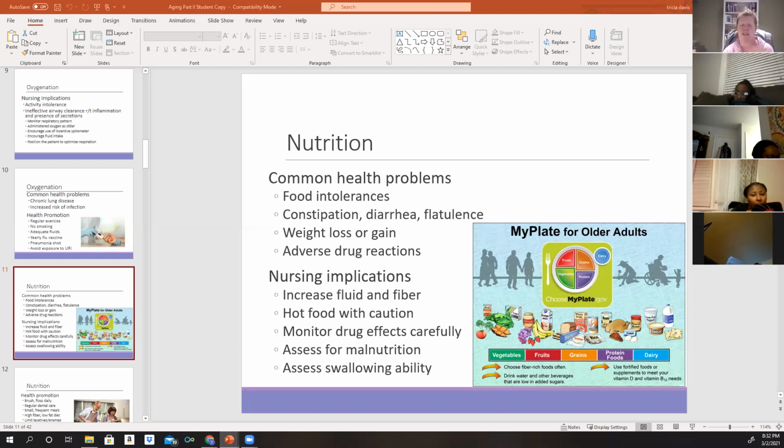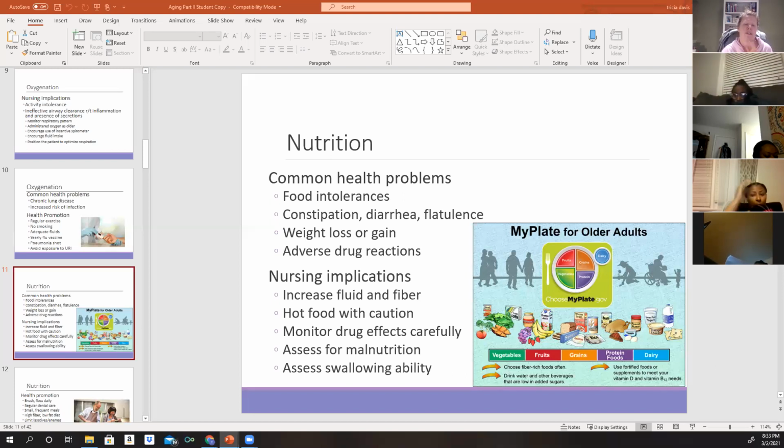And then we want to assess their swallowing ability. So maybe they're having problems swallowing. Maybe food gets stuck in their throat so they don't want to eat because it hurts. Or maybe they have indigestion every time they eat from GERD or something like that. It could just be a simple fix.